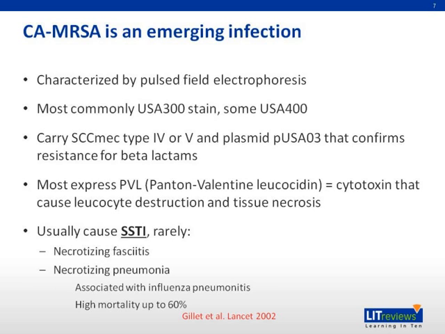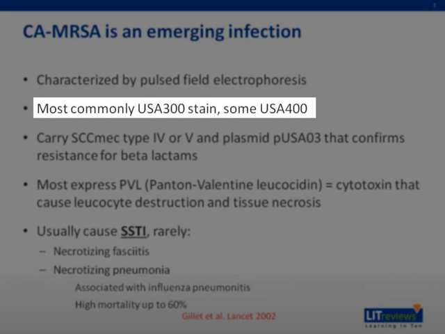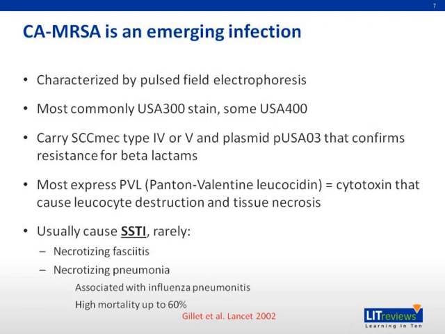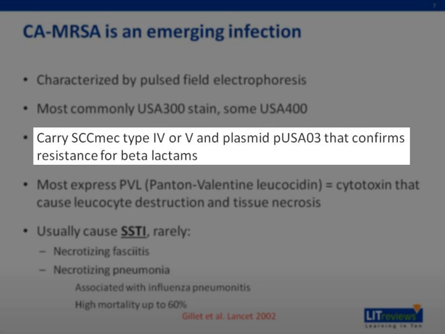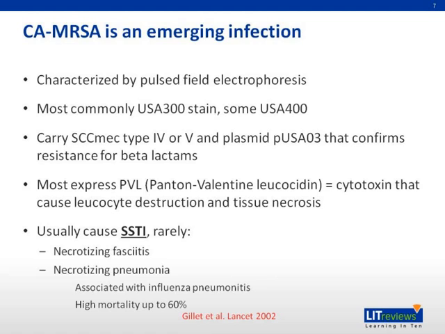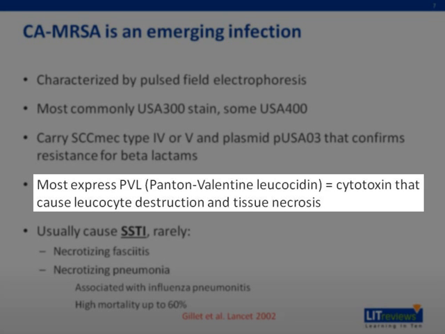Community-acquired MRSA, CA-MRSA, is an emerging infection. Most strains are of USA 300 and some are USA 400. These carry SCCmec type 4 or 5 gene as well as a plasmid known as pUSA03 that confers resistance to beta-lactamase. Most will express Panton-Valentine leukocidin, which is a cytotoxin, and this results in leukocyte destruction as well as tissue necrosis.